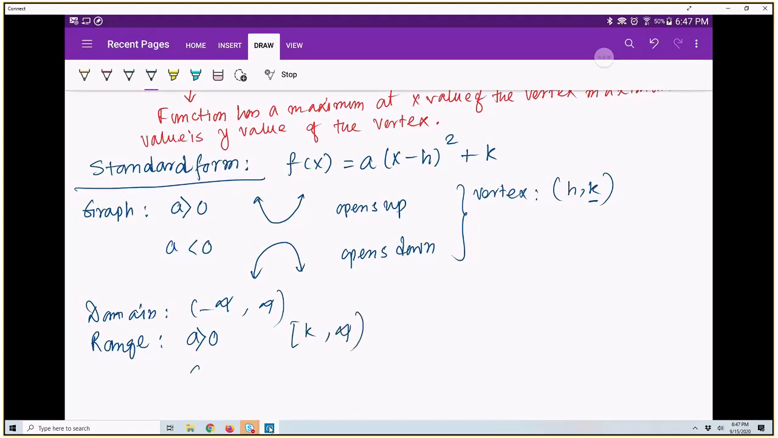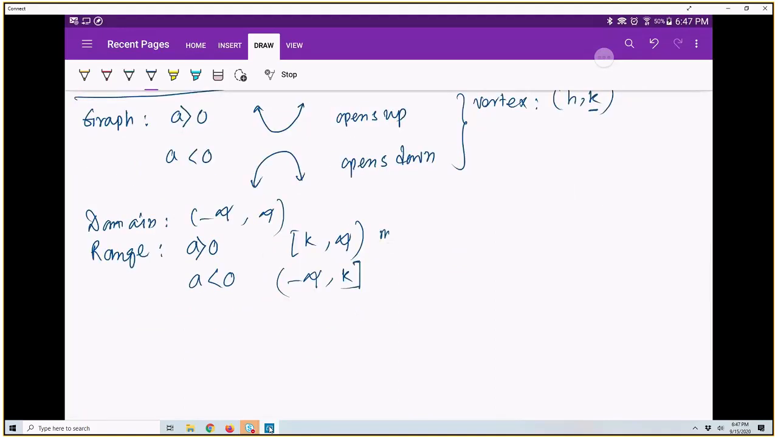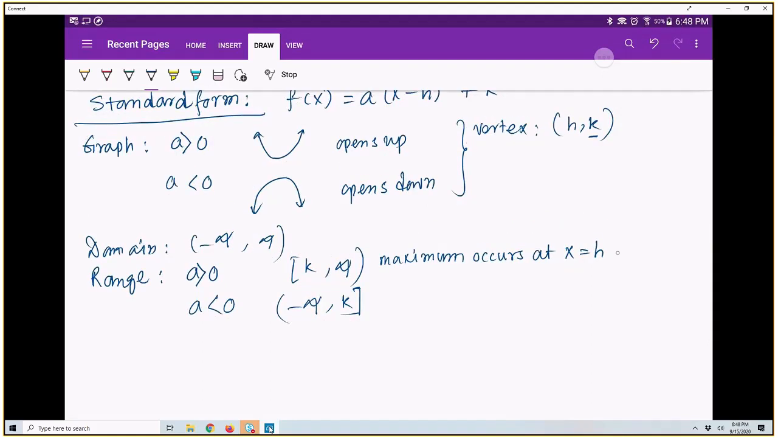Whereas if a is less than 0, then the range is going to be negative infinity to the y value of the vertex, which is k. So exactly the same information, just easier. And if a is greater than 0, we say that function has a maximum, and the maximum occurs at the location x equal to h, the x coordinate of the vertex, and the max, I should have said minimum, because remember, if a is greater than 0, it is opening up, so that is a minimum.